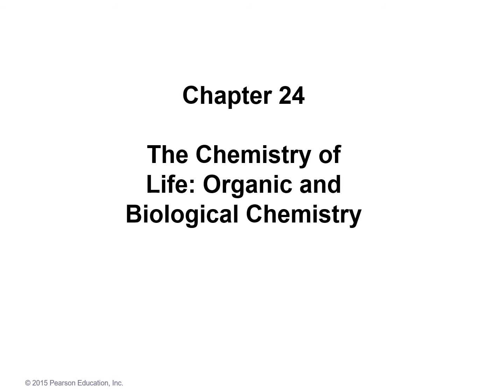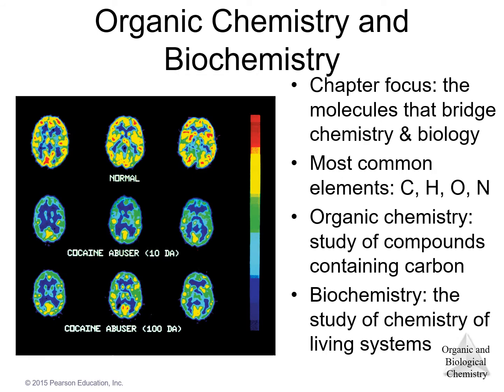Hello, this is chapter 24. Now, this chapter really focuses on how chemistry and biology are bridged together. The most common elements that you're going to see in organic chemistry are carbon, hydrogen, oxygen, and nitrogen. Organic chemistry deals with the study of compounds that contain carbon, and biochemistry deals with the study of chemistry when it involves living systems.